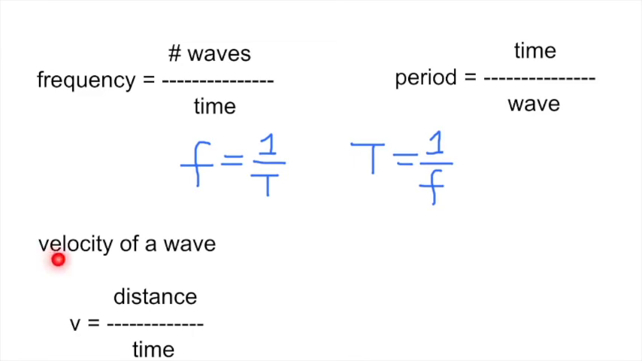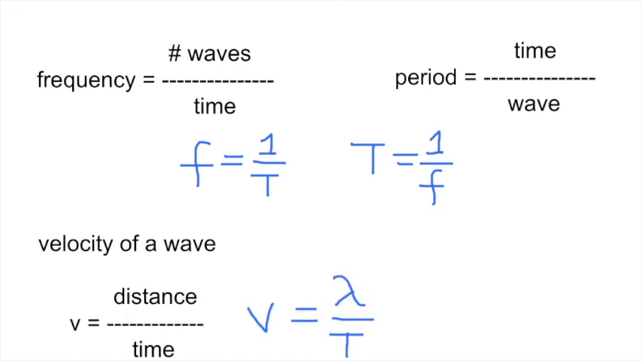We can calculate the velocity of a wave using our old velocity equals distance over time, but we can also look at the characteristics of a wave. That is, the velocity of a wave, well, the distance one wave travels is called the wavelength. The amount of time for one wave is called the period. So you could also calculate the velocity of a wave by taking the wavelength divided by the period.